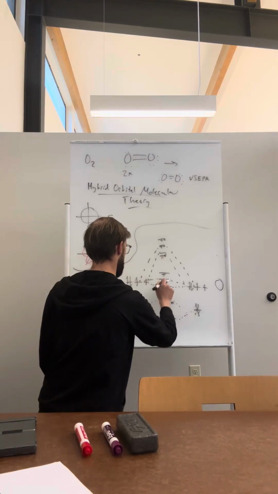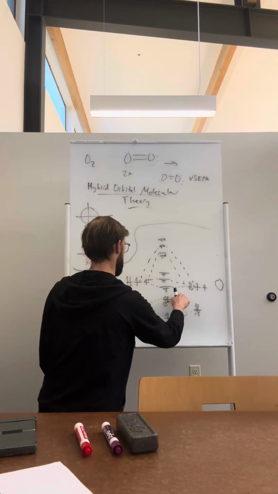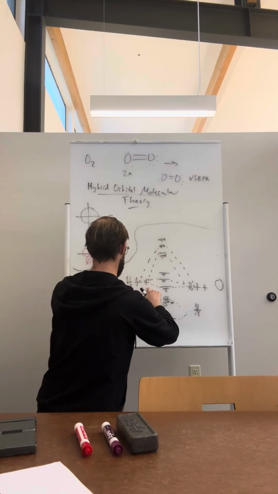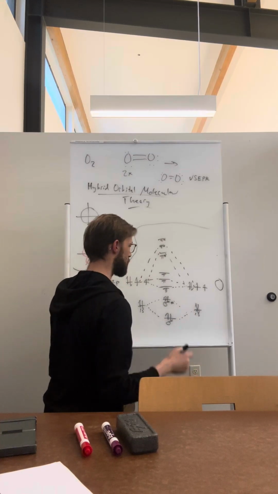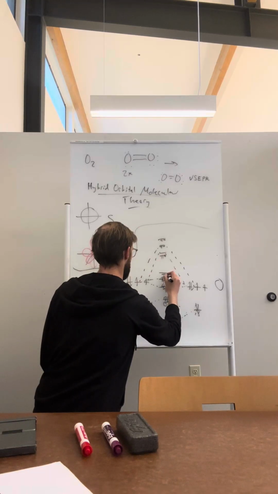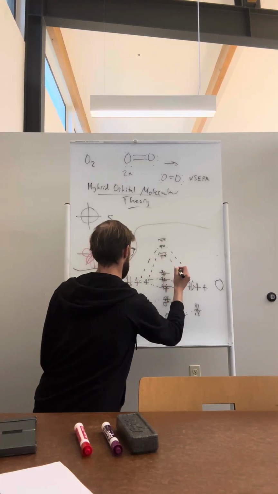So for filling up the 2p's, we're noticing we have 6 electrons here, 6 electrons here, so that's going to be 12 electrons total. So 1, 2, 3, 4, 5, 6.